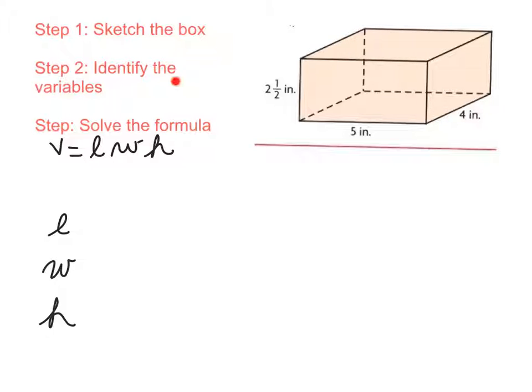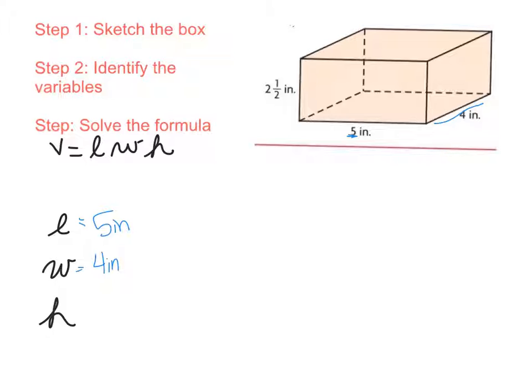Now we need to identify our variables. We need to know what our length is. Our length, if you go back to your story problem, it said it was 5 inches long. So our length is 5 inches. Our width, it was 4 inches wide.